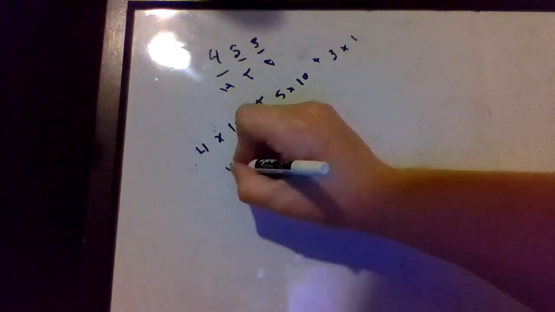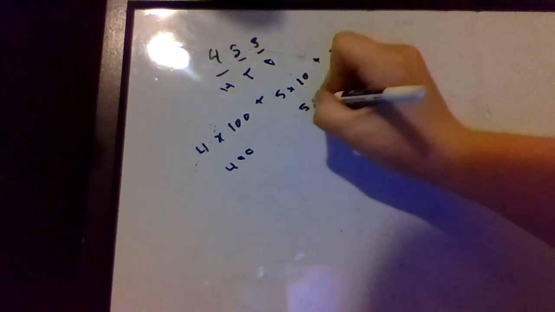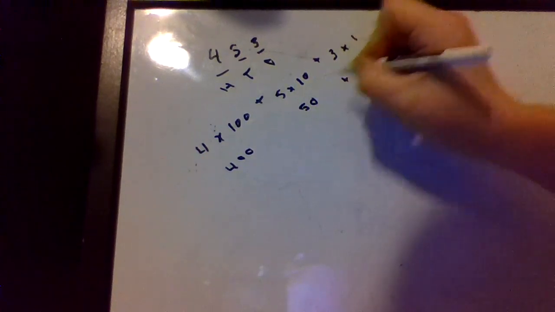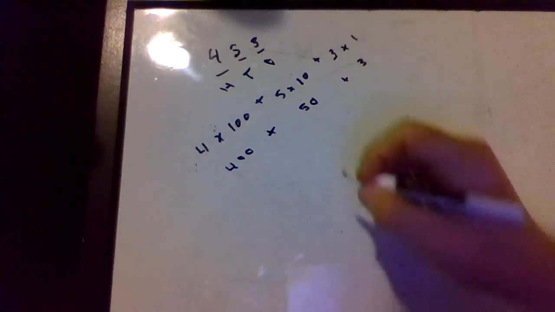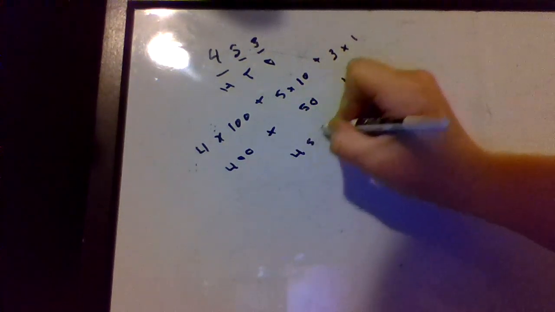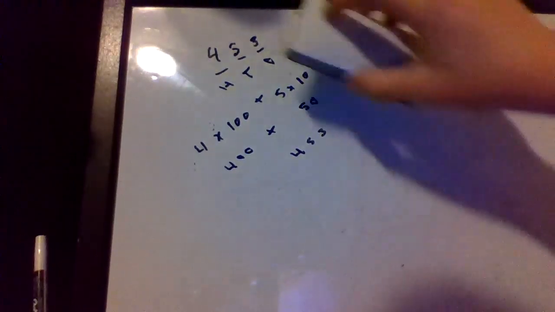So 4 groups of 100 is 400. 5 groups of 10 is 50. And 3 groups of 1 is 3. Plus and plus. And that is the standard notation. And now, if we add those together, we get 453. And that's the number that we started with. So that's how we know we got it right. Alright.